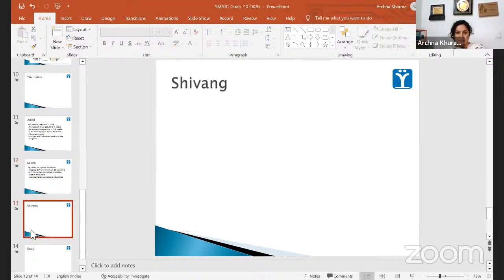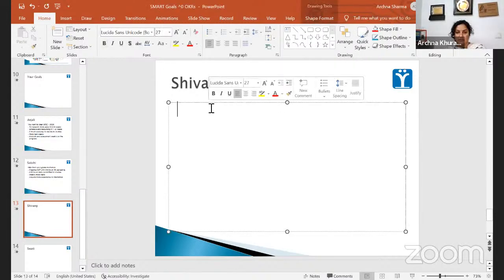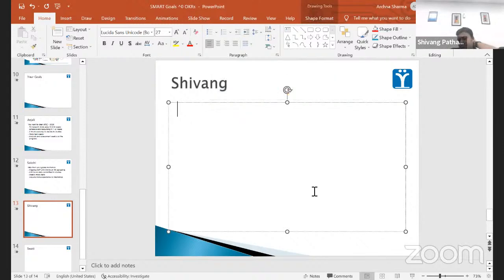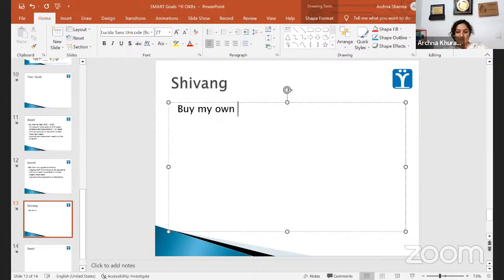Okay, शिवान जी, आप बताएं आपका क्या गोल है? Ma'am, I want to buy my own house. Buy my own house. By when? Give a time period to it. In 2 years.